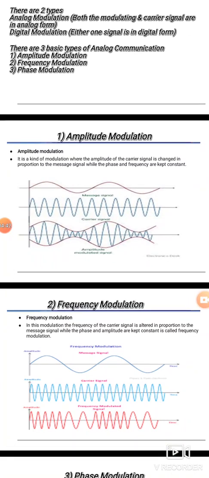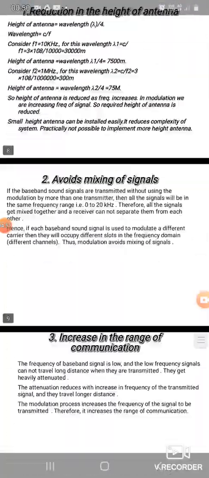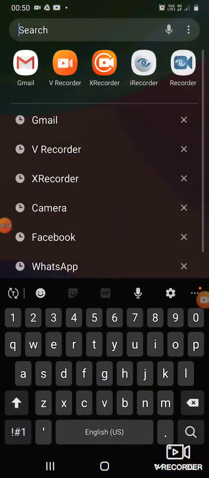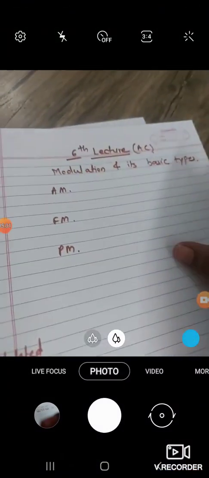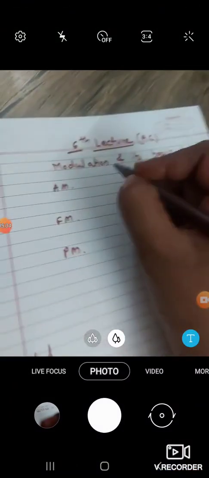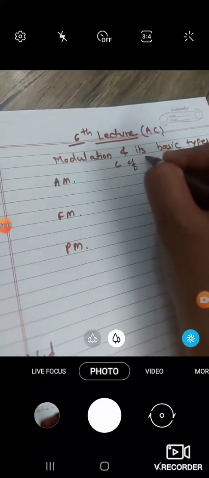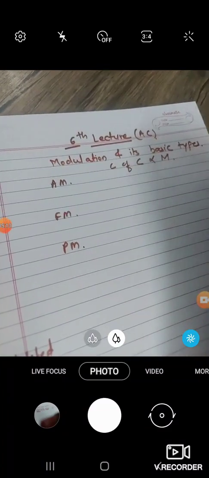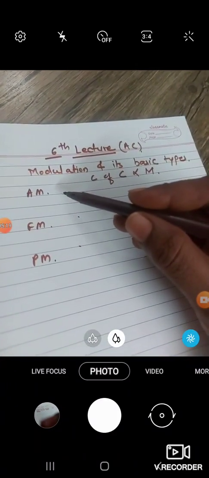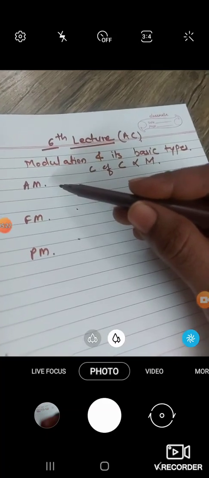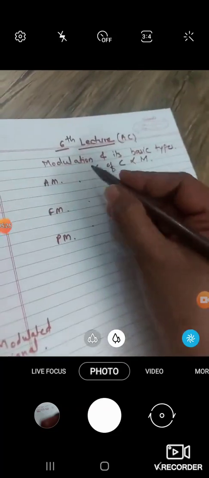So these are the three basic types of analog modulation methods. What is the basic concept of these three modulation methods, that we will see now. Let it be any type of modulation method, the basic concept is that the characteristics of the carrier signal are changing in proportion with the modulating signal. Whichever of the three modulations it is, always the characteristics of the carrier change in proportion with the characteristics of the modulating signal.